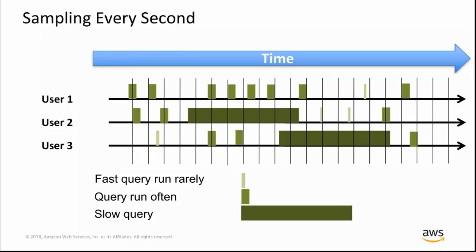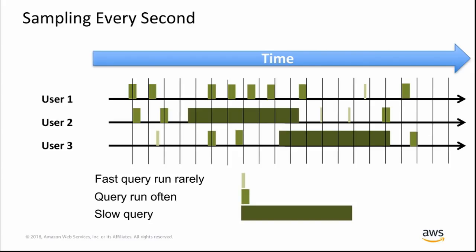In this example, I have 3 different queries run by these different users. The first query is a fast query that's not run very often, and it's represented by this light green rectangle. The second query is a little bit slower, but still fast, and it's run more often. And finally, you have a slow query that's multiple seconds. So what we see is that any query that takes more than a second, like the slow query, we will always capture, since we're coming in every second. For the really fast query that's not run very often, we might completely miss it. We might catch it once in a while, but for the most part, we're missing it. And for the query that's run very often, we'll miss it sometimes and catch it sometimes.